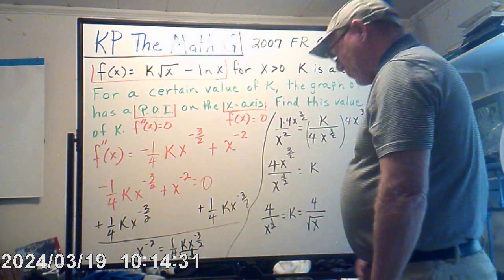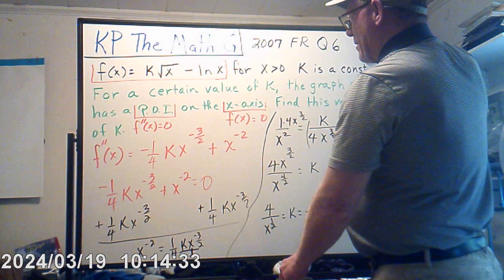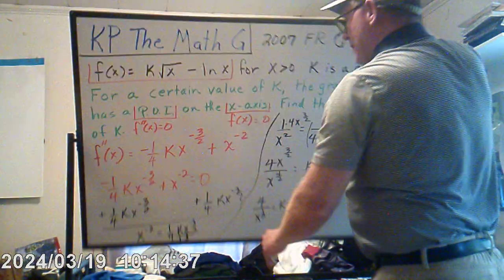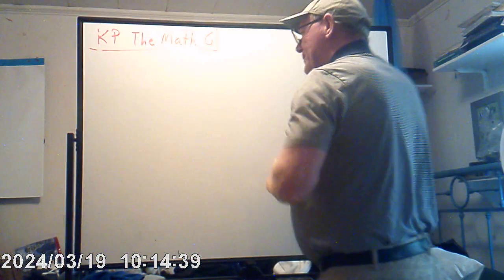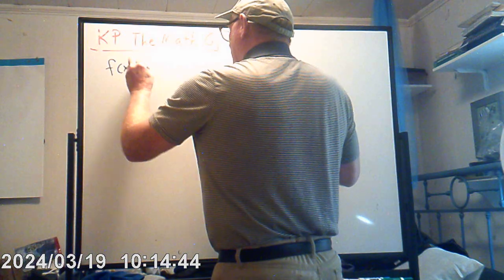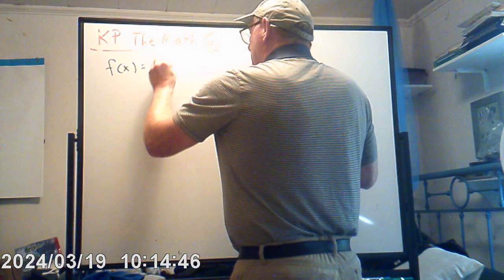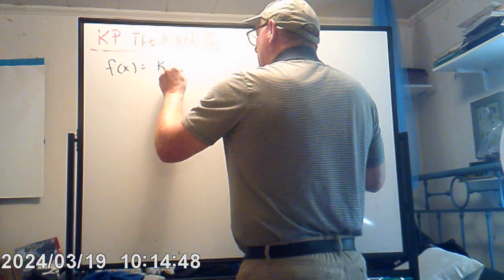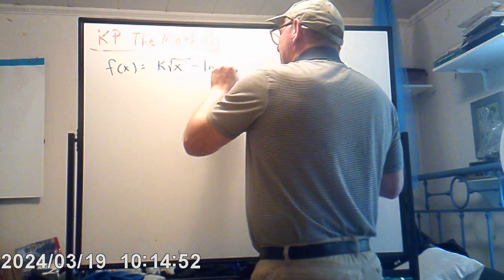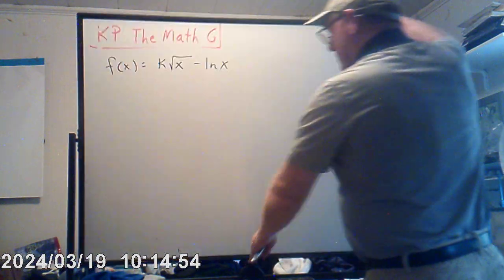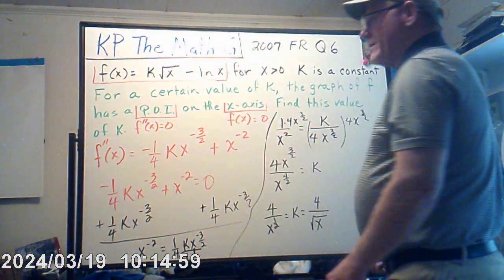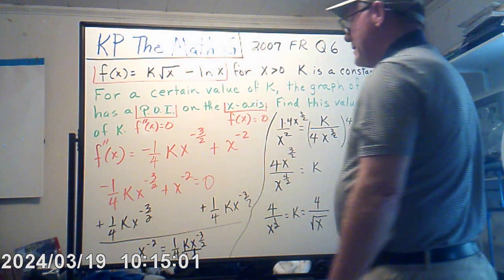Alright, so let's flip the board over. K times square root of x minus ln of x, okay? Alright, so f at x is equal to k square root of x minus ln of x. Double checking, let me make sure. Yeah, k square root of x minus ln of x.